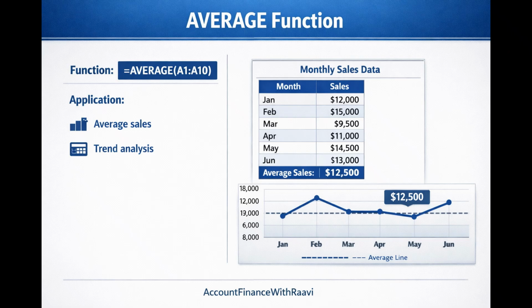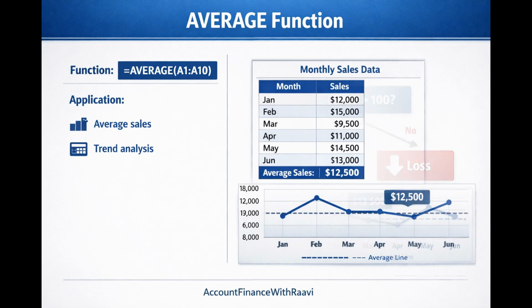The next one is the AVERAGE function. When you're doing trend analysis, or if you want to know the average sales of the company, average purchases of the company, or average receivables of the company, this function is used. So that is the AVERAGE function. You can see the same thing on the screen, where you can see the syntax of the AVERAGE function, and also a chart and a diagram showing how this AVERAGE function is used.